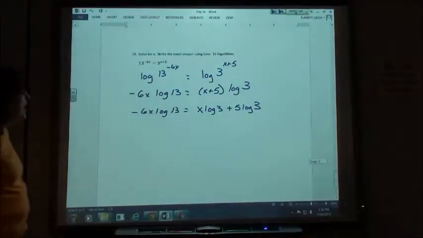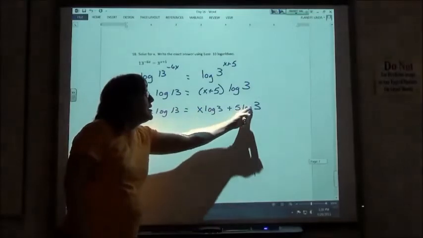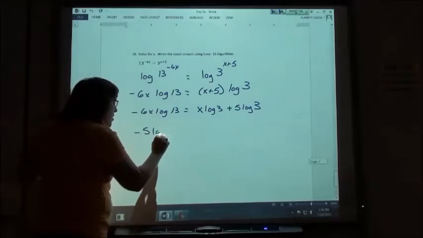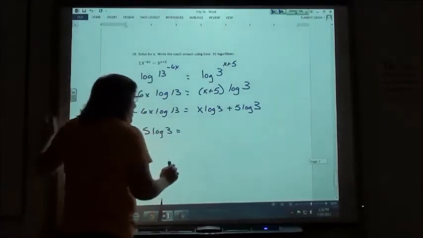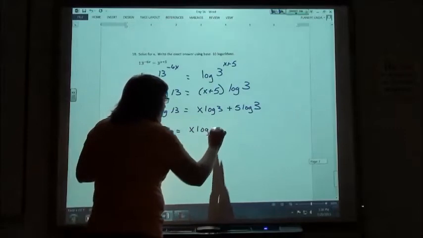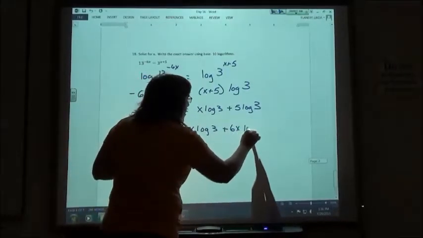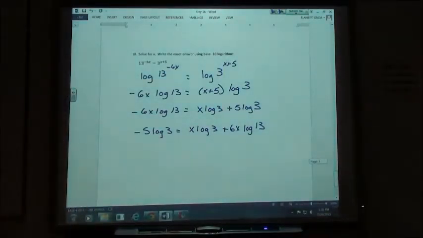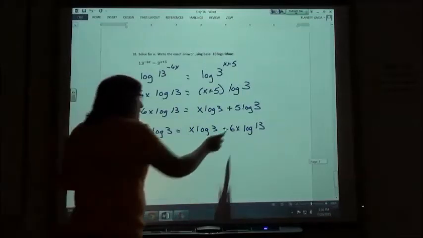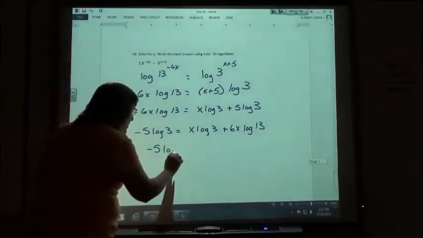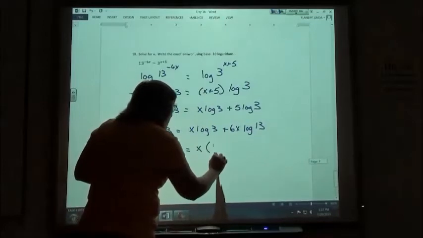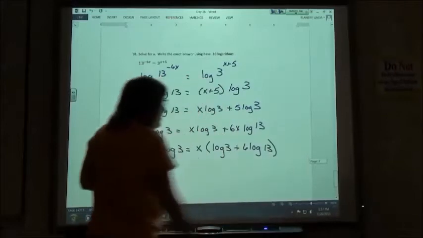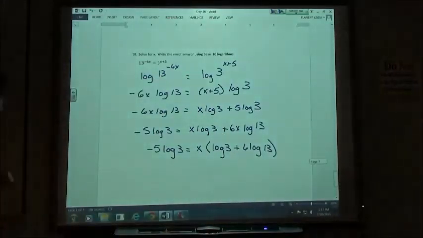And since I don't like all those negatives, I'm going to move this one over here, so then I'm going to move anything without the x over here. So I'm going to have negative 5 log of 3 equals x log of 3 plus 6x log of 13. It'd be okay if you moved them the other way. Your signs will just end up being opposite of what I did. Factoring out my x. And then, of course, dividing.